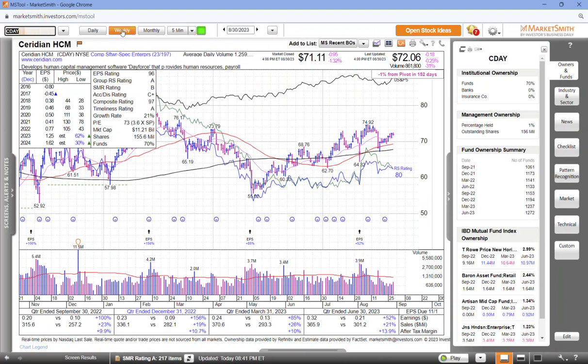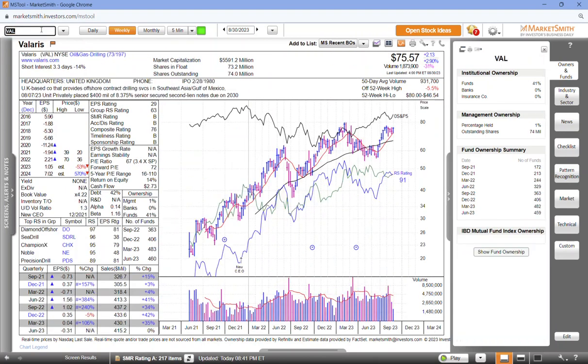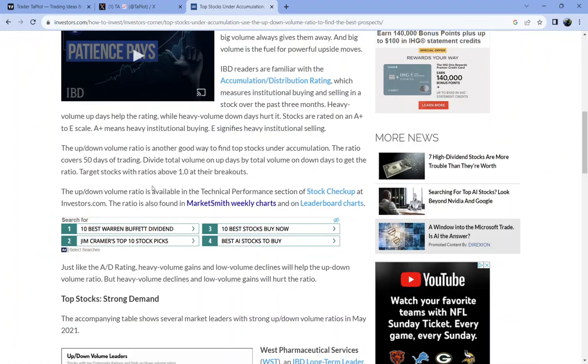If you go to the weekly charts in MarketSmith, let's stay on the same chart. Let's go to VAL. You will see that UD is right here, the up-down volume ratio, and that's calculated off of 50-day volume. And essentially, it's explained right here.